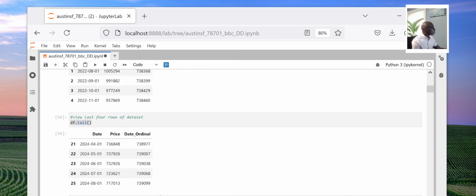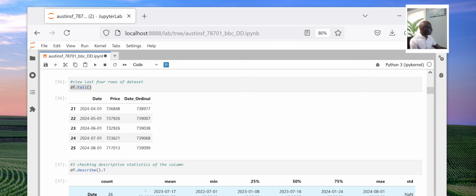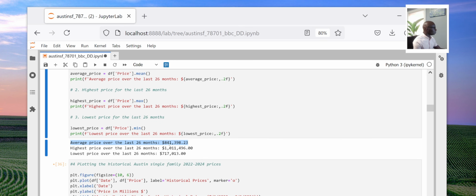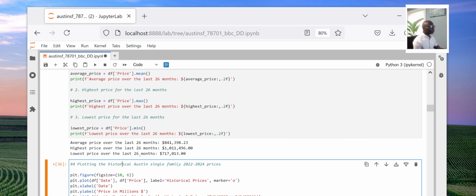So now we're actually going to get into the supervised learning models, specifically linear regression for predicting future prices for single family homes based off our data set. Before I do that, I'm just going to plot this data just to see if I can see any trends visually. So what I'm plotting is the historical single family prices from 2022 through 2024.